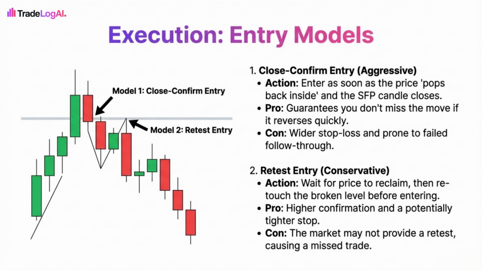You have two professional entry models. Model 1. Close confirm entry. You enter as soon as the reclaim candle closes back inside. It's aggressive and catches fast reversals, but can require a wider stop and risks weak follow-through. Model 2. Retest entry. You wait for price to reclaim, then retest the broken level before entering. It's more conservative with potentially tighter risk, but you may miss the trade if no retest comes.